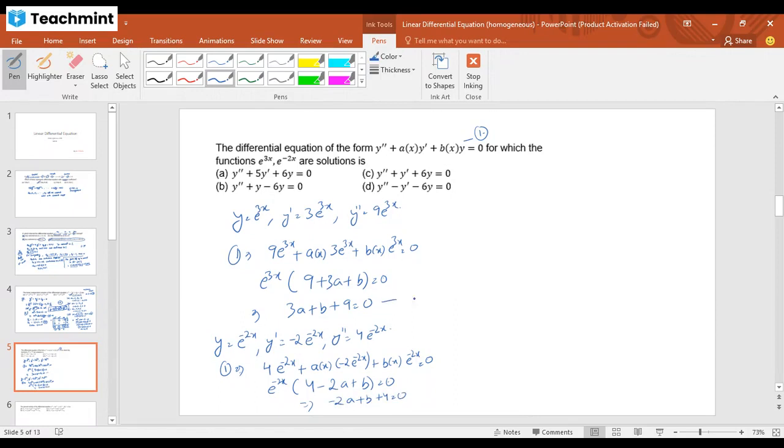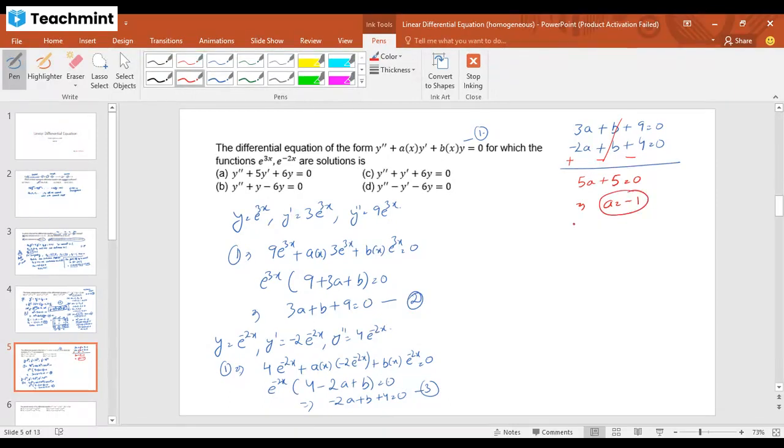So now we have two equations with two unknowns. We solve them simultaneously, and we can get the values of a and b. Like 3a plus b plus 9 equal to 0, minus 2a plus b plus 4 equal to 0. We are subtracting, this is plus, this is minus, this gets cancelled out. So 5a plus 5 equal to 0, the value of a comes out to be minus 1.